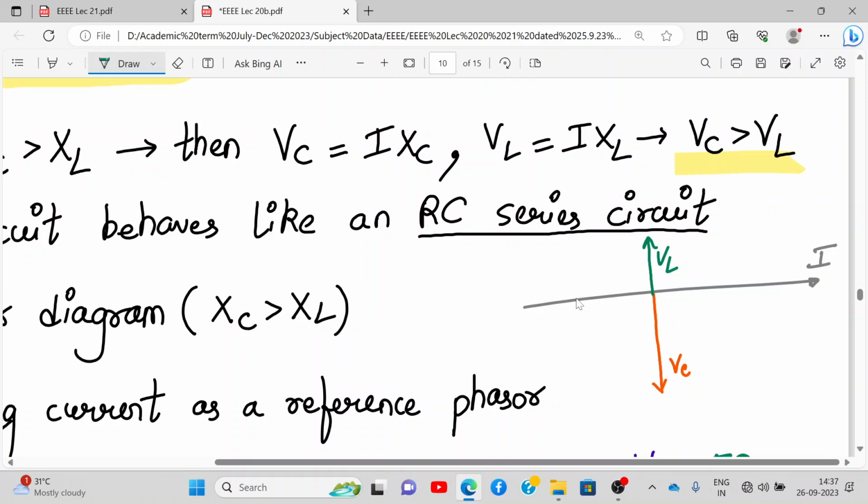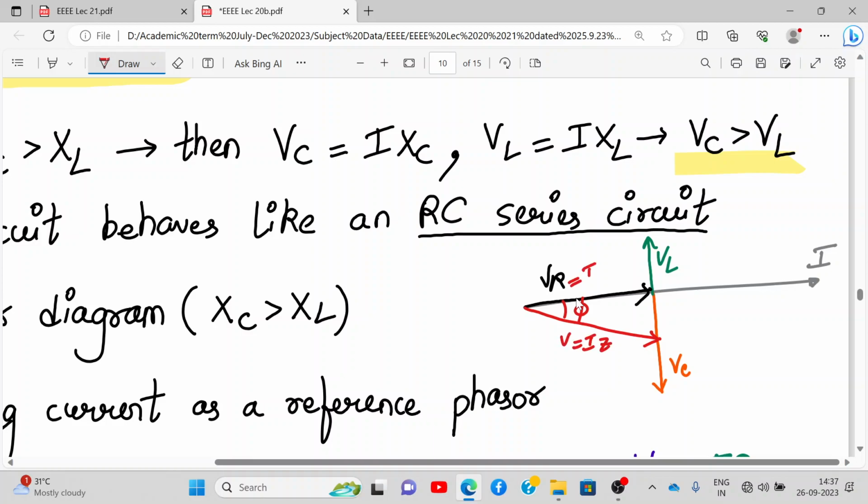Now, tell me where will be VR? VR will be here, only here. This is VR. Okay? Fine. And why will the phasor come down? So this will be I. This will be your phi. And this will be your V, I into Z.